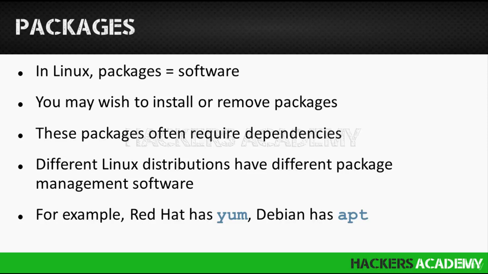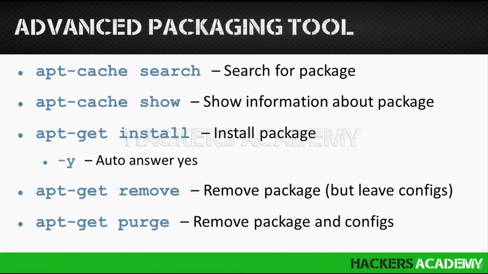So if we're taking the Nessus example, you might need to install additional software before you actually install Nessus itself. Luckily, however, different Linux distributions have different package management software. The package management software will take care of that for you. It will install the dependencies and you can use it to remove or update packages. These package management software have different names depending on the Linux flavor that you're using. For example, Red Hat has a package management software that's called Yum. For Debian, which is what Kali is based on, it's called APT. APT stands for Advanced Packaging Tool.